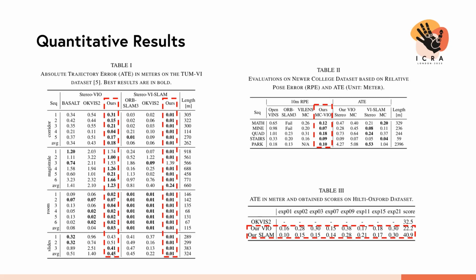On Table 3, the Hilti Oxford dataset, which is part of the Hilti SLAM Challenge 2022. In this challenge, OKVIS2 was the winning approach. Our VIO version finished in 2nd place. After this challenge, we completed our SLAM system development, and the full SLAM result outperforms the winning approach.